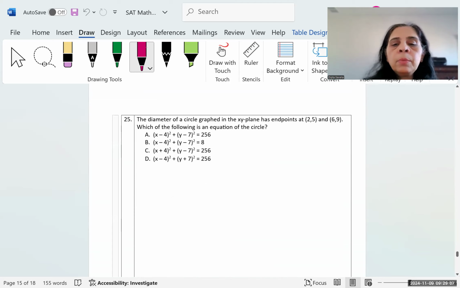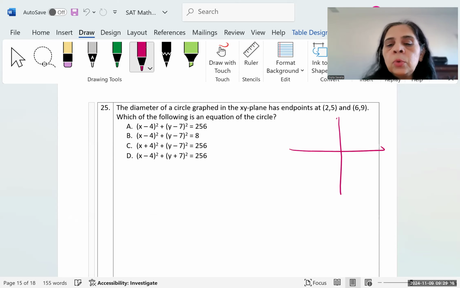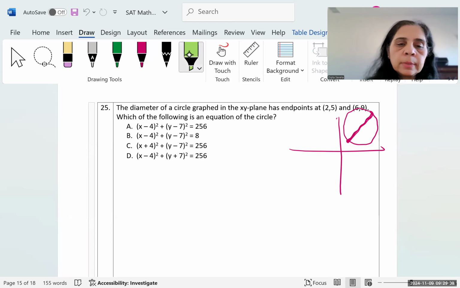Number 25. We have the diameter of a circle. So they give you here points. We have 2, 5 somewhere here, and 6, 9 we have somewhere here. Those are the endpoints of the circle, like this. So we can see that's the diameter, right? And we need to choose the equation of the circle.